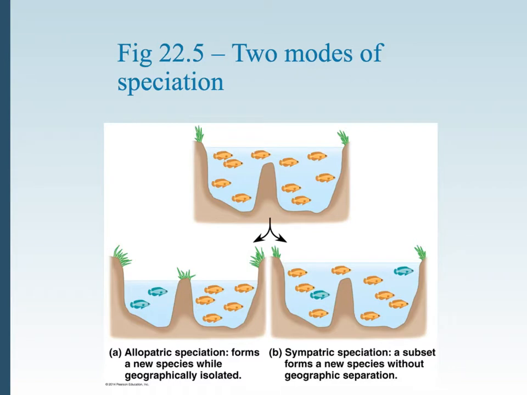In contrast to that, over here, sympatric speciation means same country speciation occurs. And here we have a subset that forms without a geographic barrier. This is a little bit more rare. It's a little bit trickier to understand. It usually has to do with sexual selection or resource exploitation or something like that.